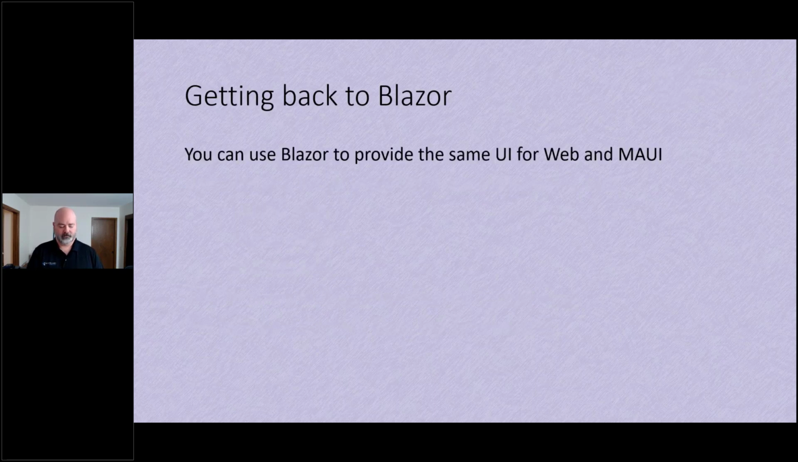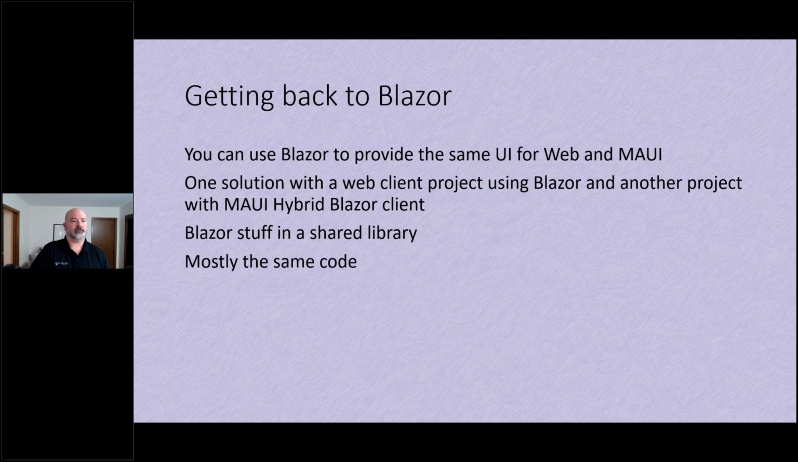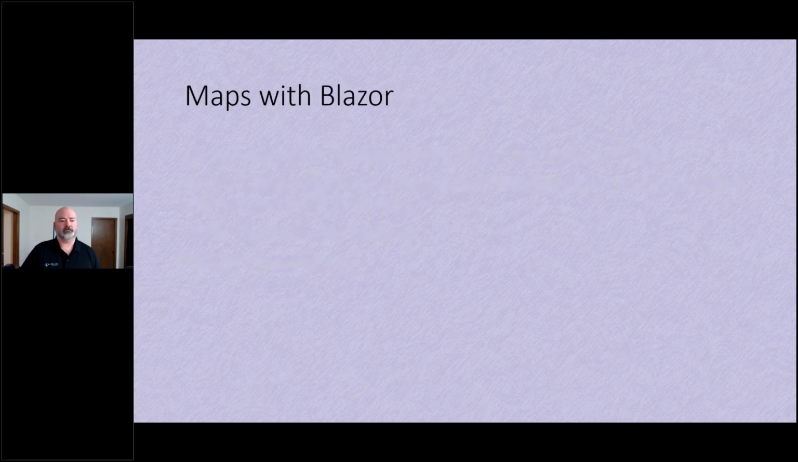So getting back to Blazor, you can use Blazor to provide the same UI for web and MAUI. You have one solution with a web client project that's using Blazor and another project that's using MAUI Hybrid, the Hybrid Blazor client. And all the Blazor stuff is in a shared library. It's mostly the same code. Obviously, there's going to be some things that'll be different for web than for mobile. Mobile has the full ability to do push notification messages. With web, you're doing some sort of push and receive pub sub library for doing that. And there's a few other minor differences.